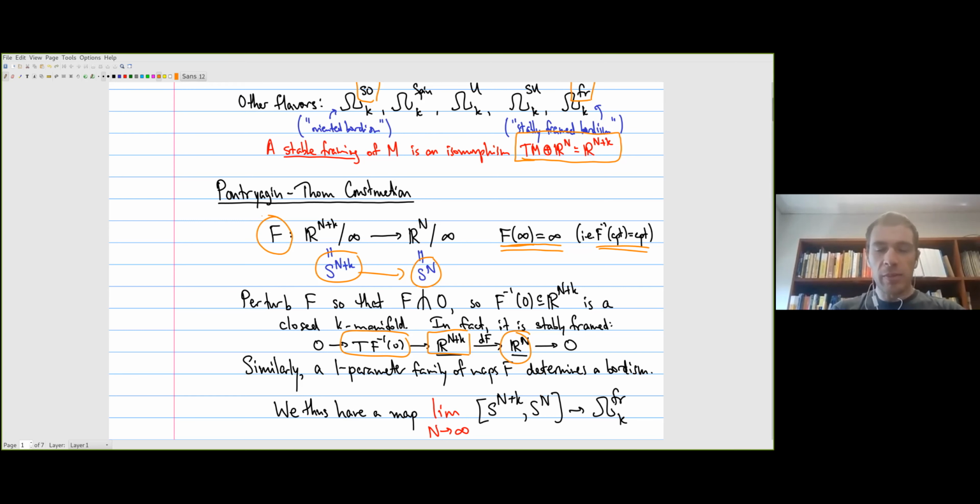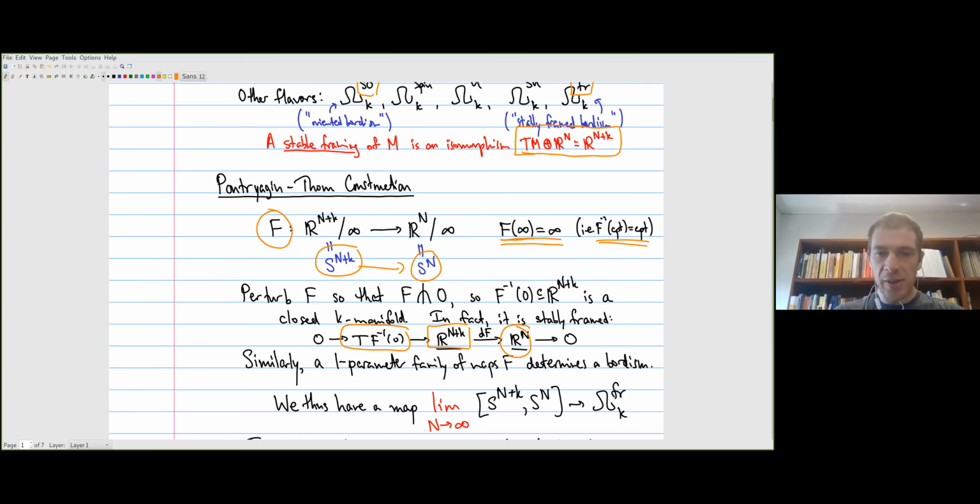And moreover, there's a way of taking a map from S^(n+k) to S^n and getting a map from S^(n+1+k) to S^(n+1), which preserves the 0 set as a framed manifold. So we can add this direct limit here.